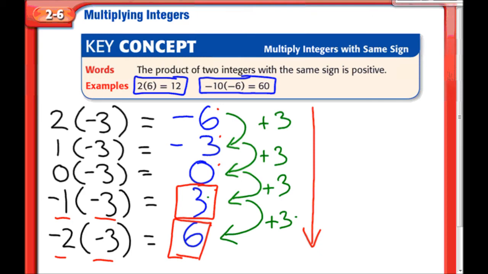But again, if we go back to that original rule right up here at the top in words, whenever you're multiplying, in other words, getting a product of two integers with the same sign, you end up with that positive answer.